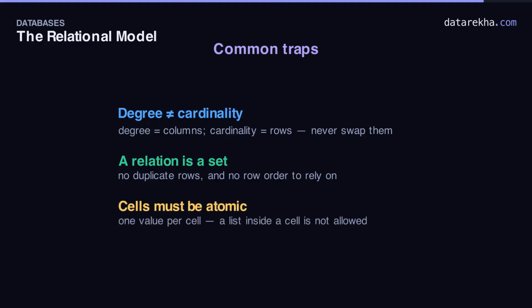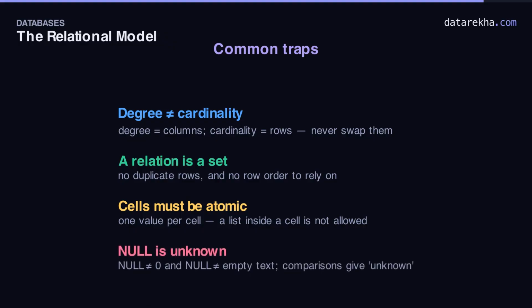Trap 3, stuffing a list into a cell. Every cell holds exactly one value. Comma-separated lists in a single slot break the model. That's what extra rows or tables are for. And trap 4, mistreating null. It is not zero. It is not empty text. It means unknown. And comparisons that touch it come back neither true nor false.